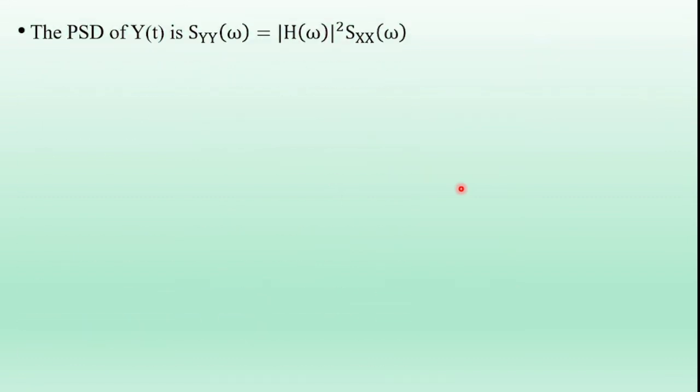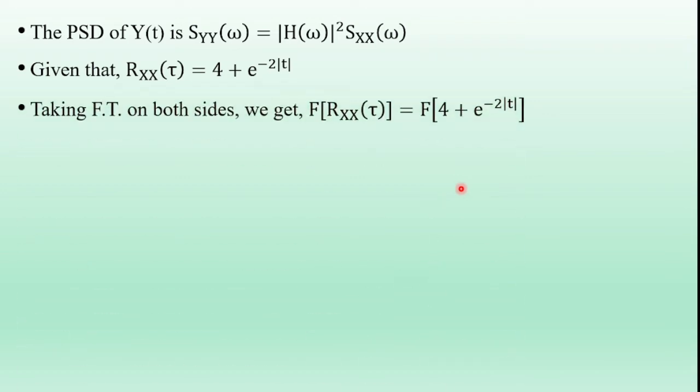The power spectral density of the output y of t is Syy of omega equal to magnitude of H of omega whole square into Sxx of omega. Here the magnitude of H of omega whole square has been calculated. The given autocorrelation function is Rxx of tau equal to 4 plus e power minus 2 mod tau.